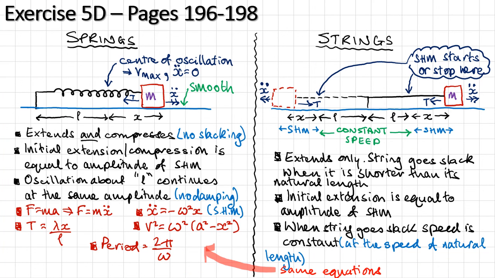So you should now be able to do exercise 5D on pages 196 to 198 of the Further Mechanics 2 book.